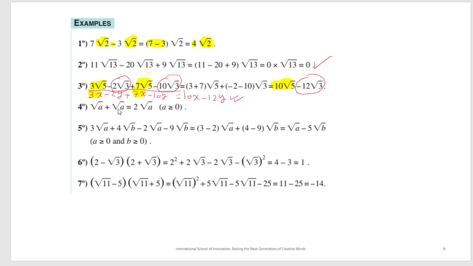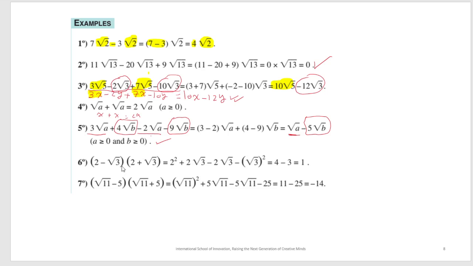So radical a plus radical a is the same as x plus x, so radical a plus radical a equals 2 radical a. Okay, 3 radical a plus 4 radical b minus 2 radical a plus 9 radical b. So 3 radical a and 2 radical a are like terms, and 4 radical b and 9 radical b are like terms. So 3 radical a minus 2 radical a is radical a. And also 4 radical b plus 9 radical b, it's 13 radical b, and it's done. Okay, that's it.